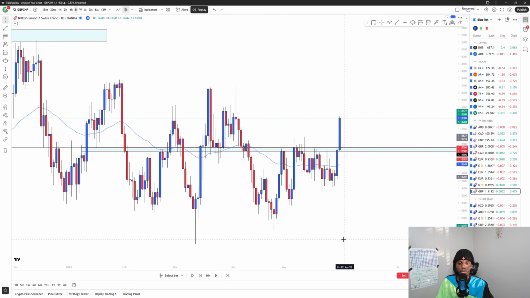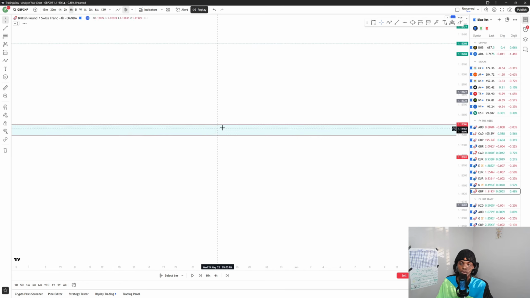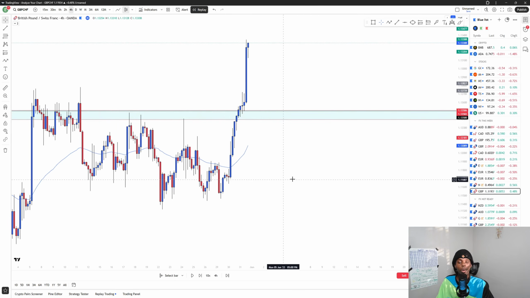Daily time frame, are we bullish or bearish? Daily time frame, we are bullish. This up here is the higher high, and this down here is the higher low. Then we go to the 4-hour, the final time frame. 4-hour, are we bullish or bearish? 4-hour is also bullish. We close above the previous structure point, shifting bullish.